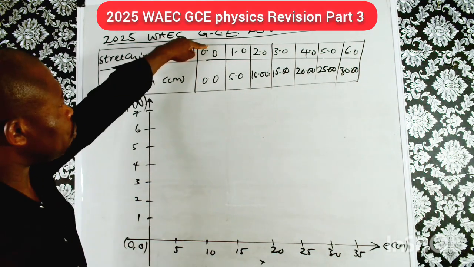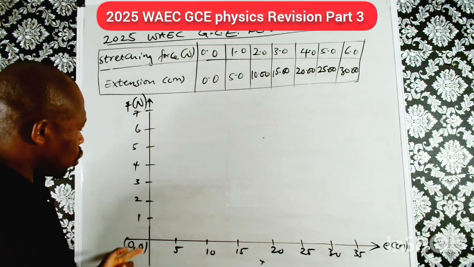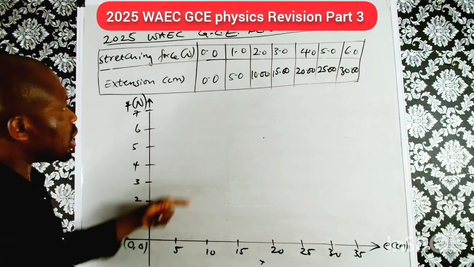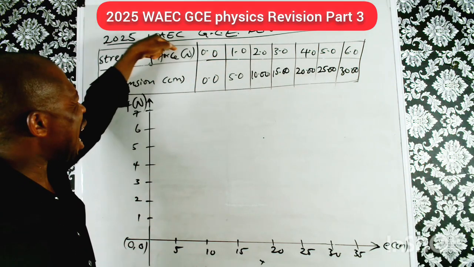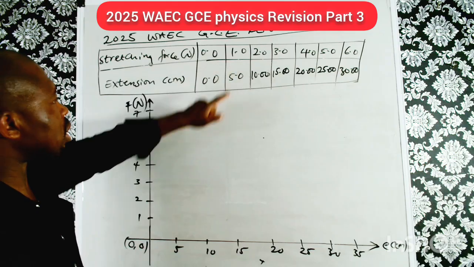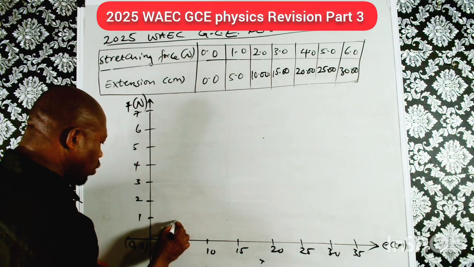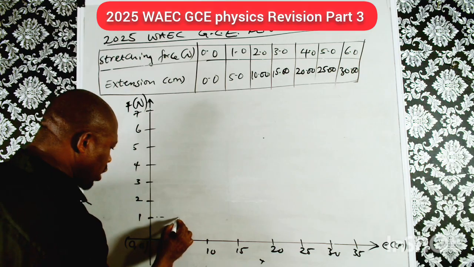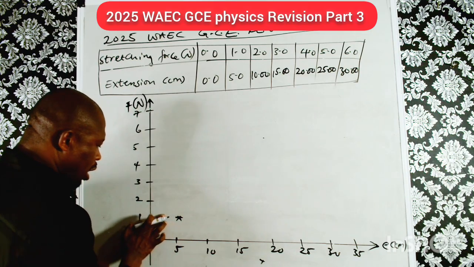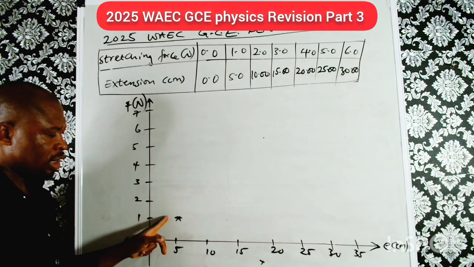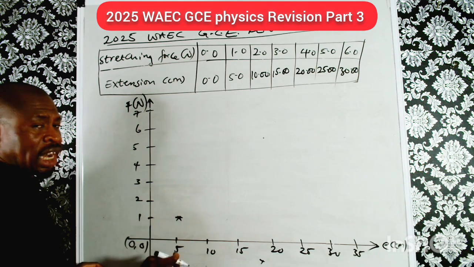So what we do now, of course, this one is 0, 0. There's no need to plot it. We move straight to f. When f is 1, what is the extension there? When f is 1, the extension, of course, you can have it like this. You can plot here. Please avoid using dotted lines to trace.